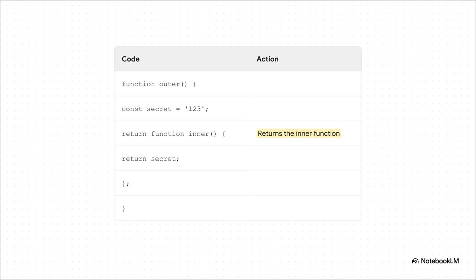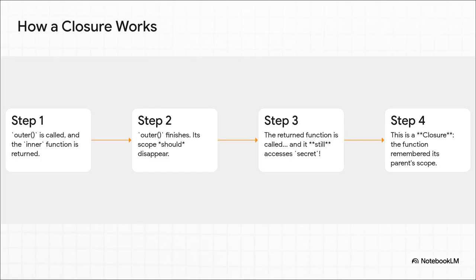The outer function is doing something really clever. It's not returning a value like a number or a string. No, it defines another function, inner, and then it returns that entire function. We're basically capturing the inner function and its whole environment. So let's just walk through what happens. Let's say we run this code.